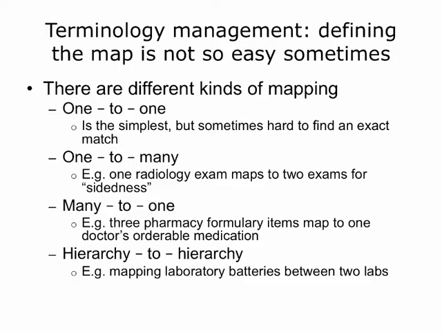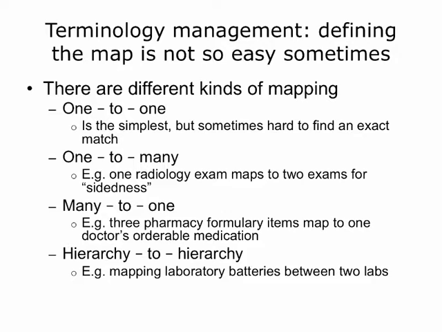There is also a one-to-many map, where you might find that one concept on one system is mapped to multiple concepts on another system. An example would be a radiology exam. The radiology exam is for an X-ray of a foot. One system might say X-ray foot, and the other system might say X-ray left foot, and it also may have an X-ray right foot, so you can do the map. But you are losing some information.